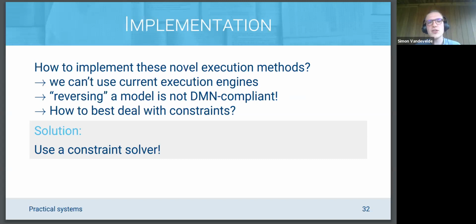We can't use the current execution engines to reason backwards, or at least not without a lot of adaptations, right? Reversing a DMN model isn't DMN compliant, so you couldn't just create a program that reverses them and then use those. So the question is, how do we best deal with constraints? And the solution, as it has been shown on the slide for a long time now, is of course to use a constraint solver, which is always a lot of fun.